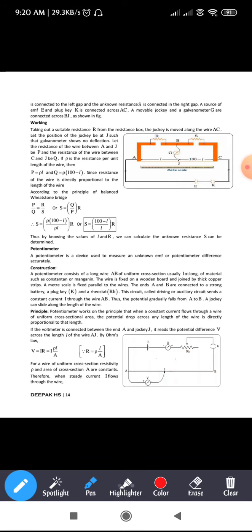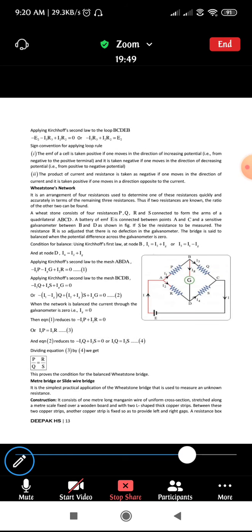By making use of that, we can easily find the value of S. So do one thing, just go through this for a few minutes. In case of any doubts, please do ask. Okay, so just go through.